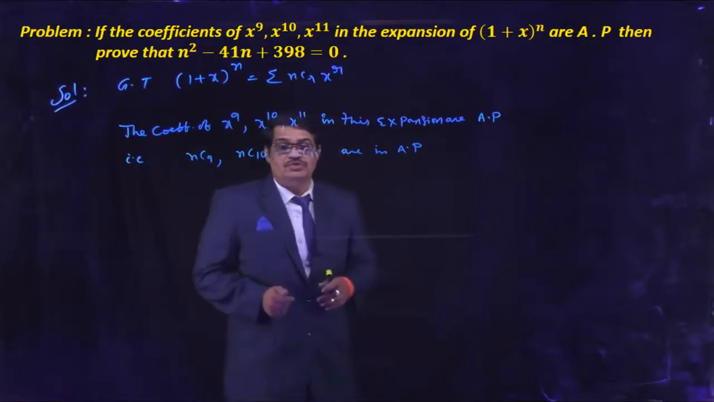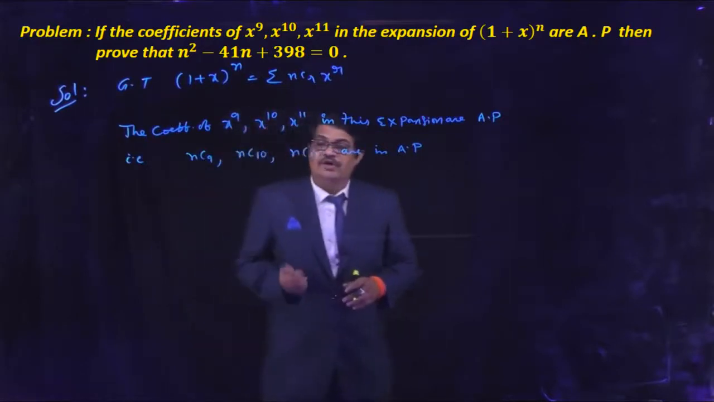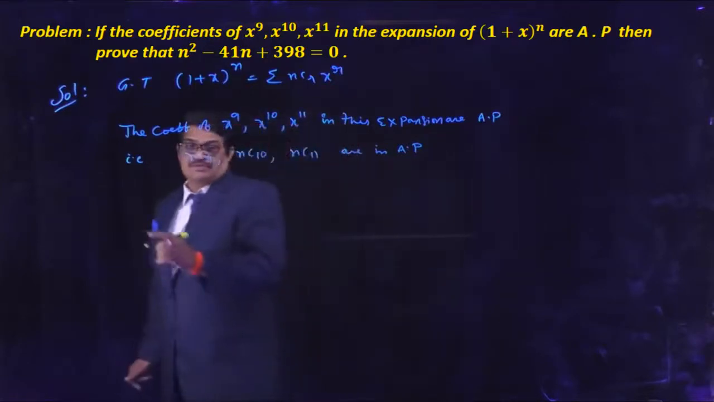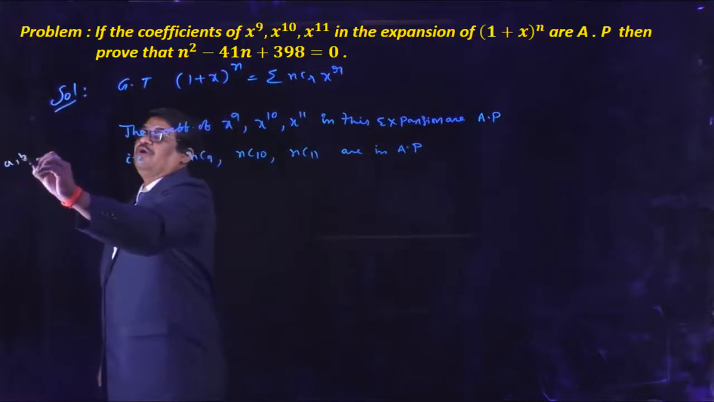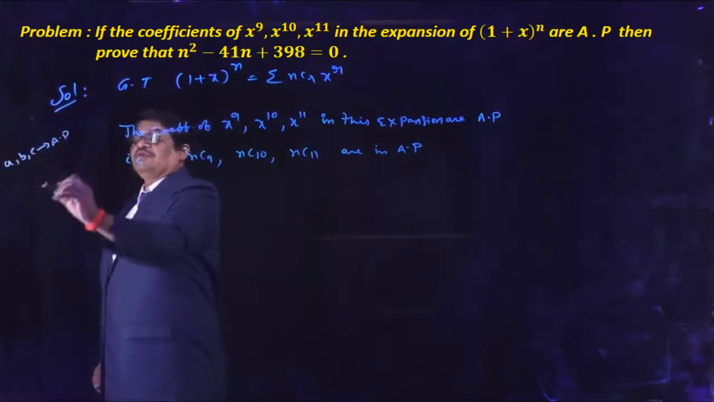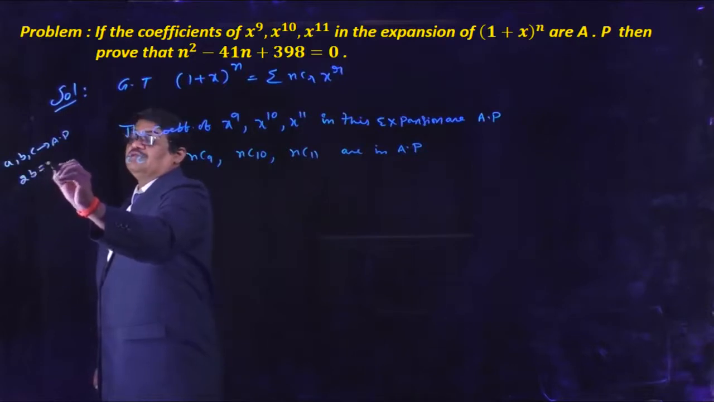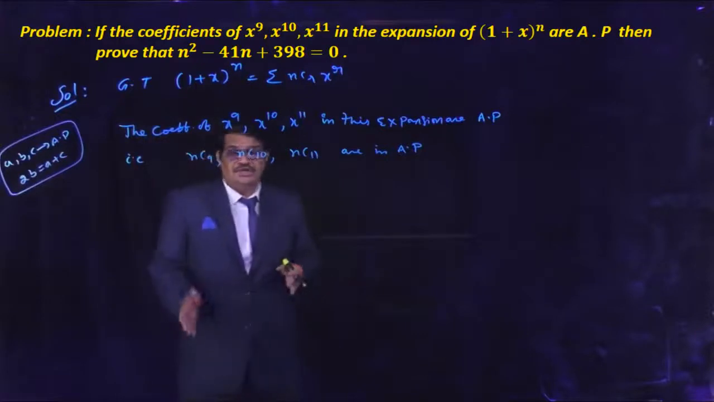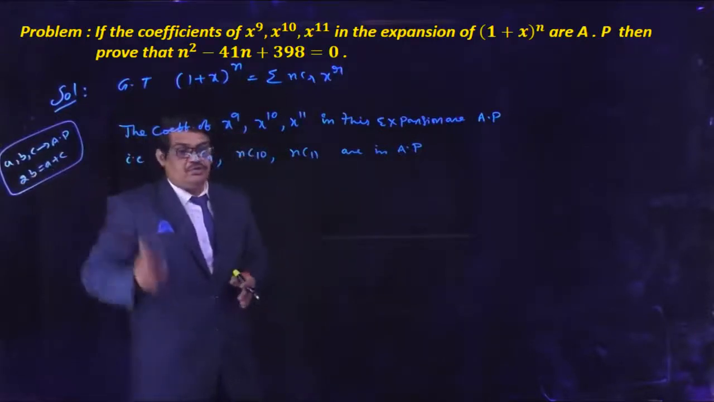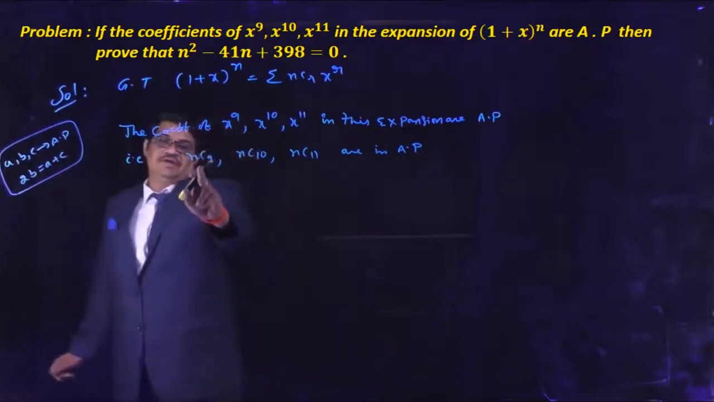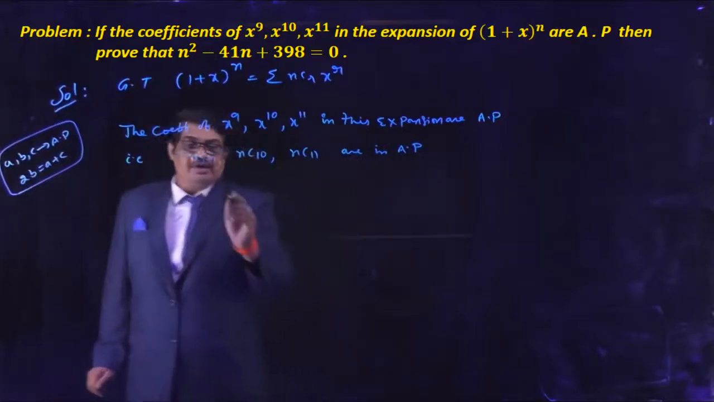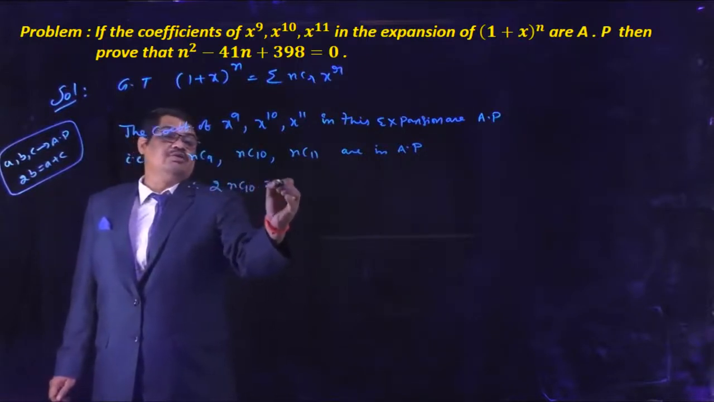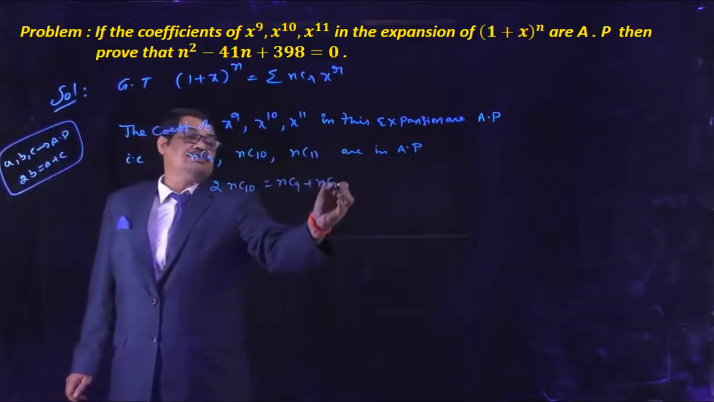Now we have to prove that n^2 - 41n + 398 = 0. If any terms a, b, c are in AP, then what is the property? 2b = a + c. If any three terms are in AP, then the condition is 2b = a + c. Therefore, 2 times the middle term nC10 is equal to nC9 + nC11.